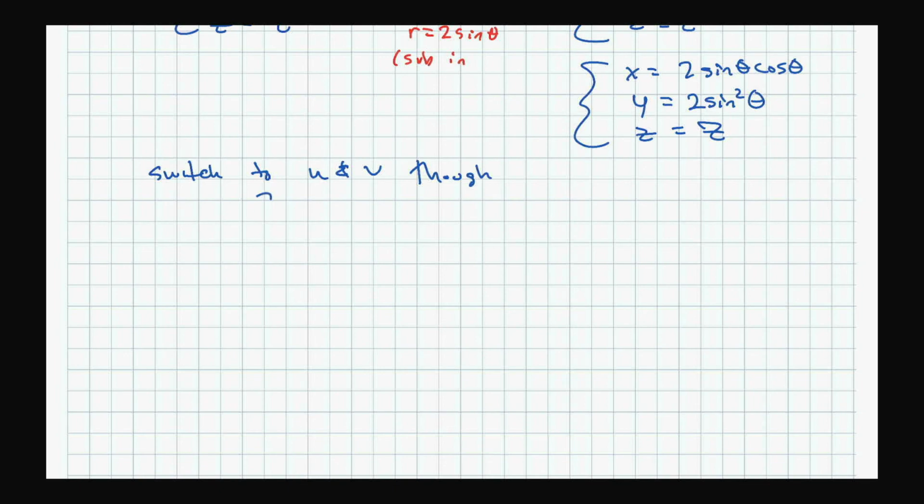So my parameterization is going to be exactly the same thing we have up above, but we're just going to switch the variables to u's and v's. So how about x is 2 sine u cosine u, y is 2 sine squared u, and z is going to be v. Does that make sense? We're just switching the theta to u and the z to v, just so we can keep using u's and v's.